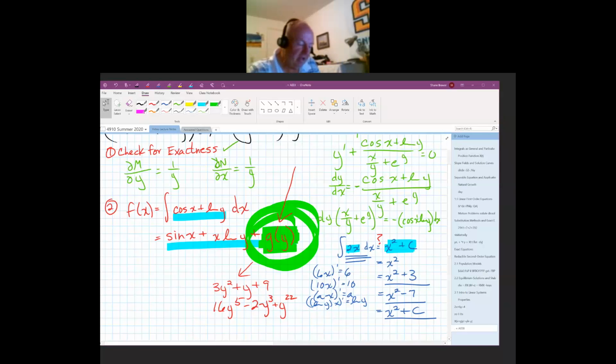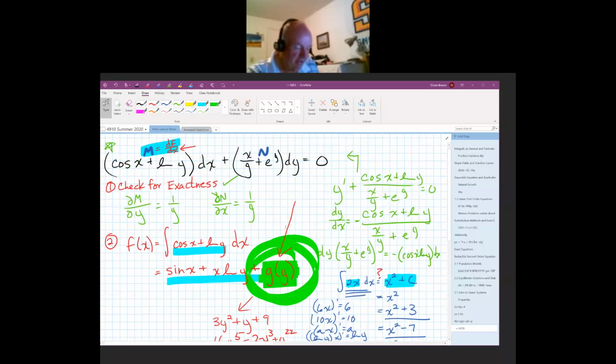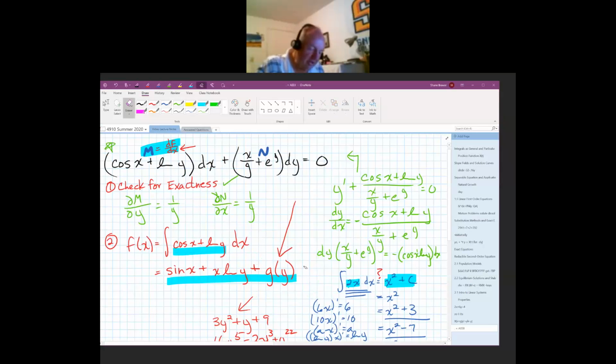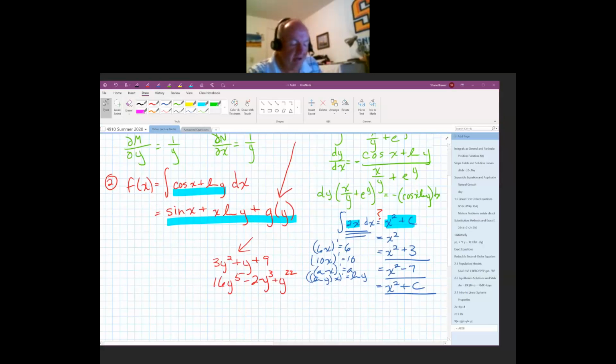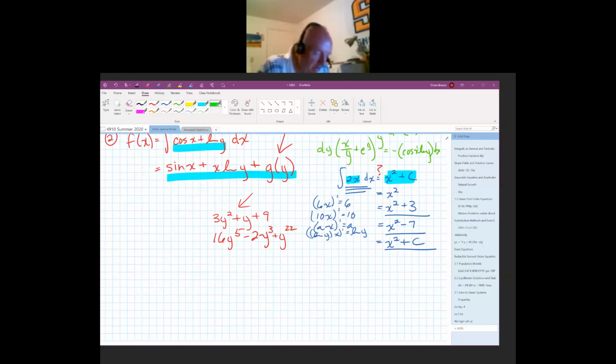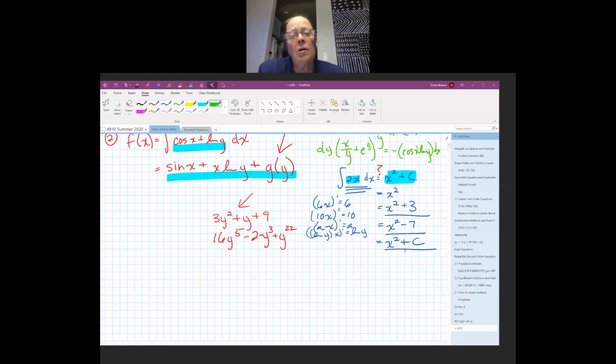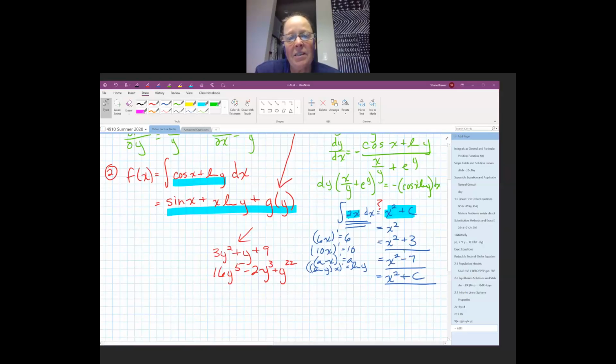There are several moving pieces here, and the big one is that we're differentiating with respect to x, so you have to remember that anything that's just a y term is going to disappear. To put it another way, this term, that g of y, plays the same role that these constants played. And it's g of y because we integrated with respect to x. That's why it's not g of x.